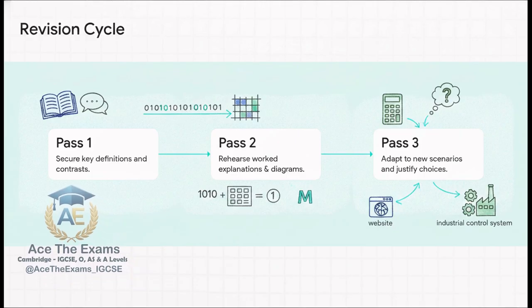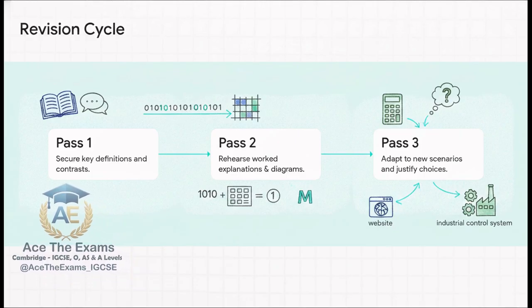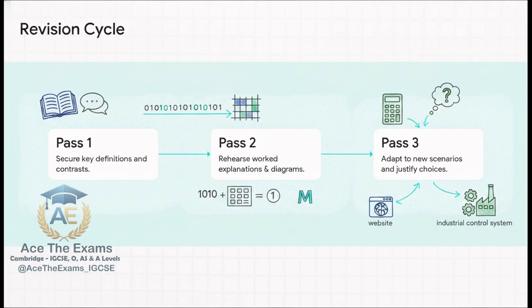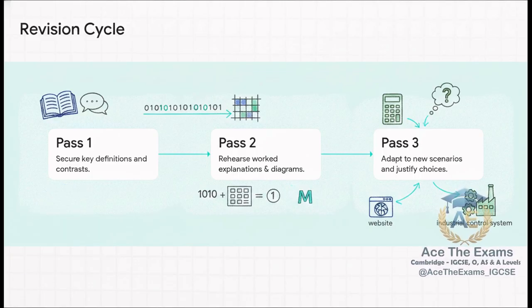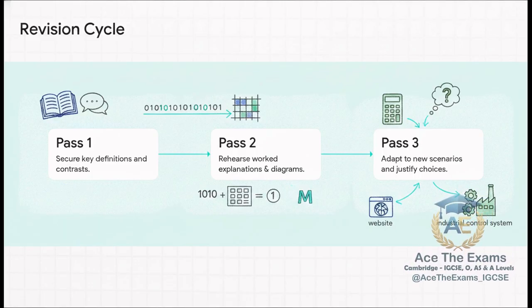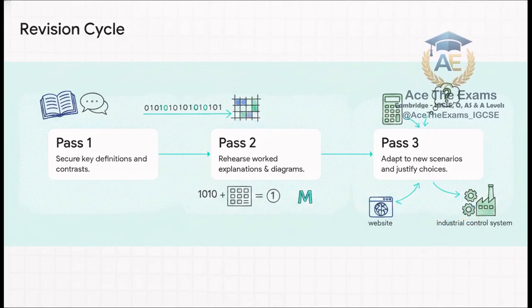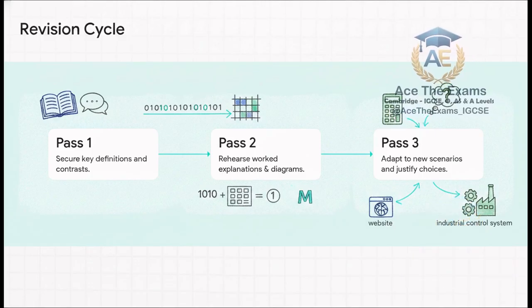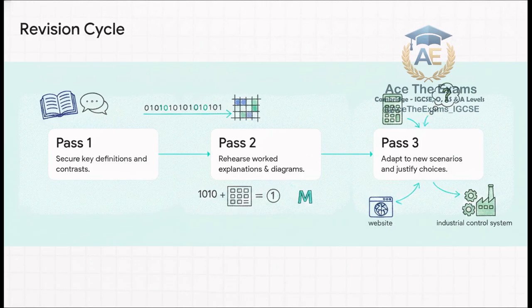But the third pass, that is the magic one. That is where you actively change the scenario. You ask yourself, how would this overflow impact an e-commerce website versus a hospital's life support system? Managing your time through this matrix style of revision builds absolute exam resilience. You'll be ready for anything they throw at you.